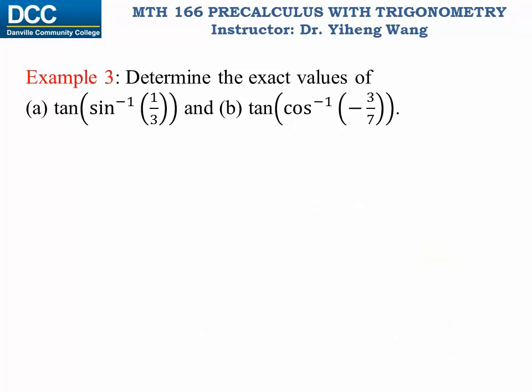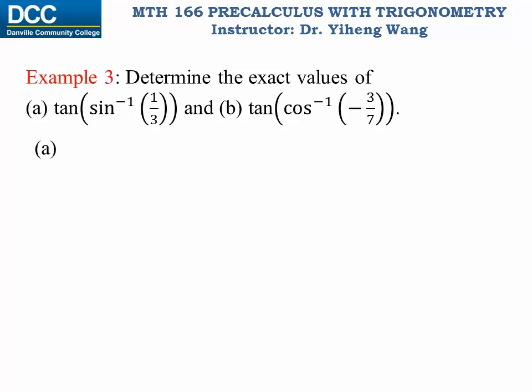Let's look at this example. Again, we need to determine the exact values of these two expressions, but this problem is a little bit more complicated when compared to the previous two examples. Let's look at the first one here. We need to find tangent of the parentheses sine inverse 1/3.